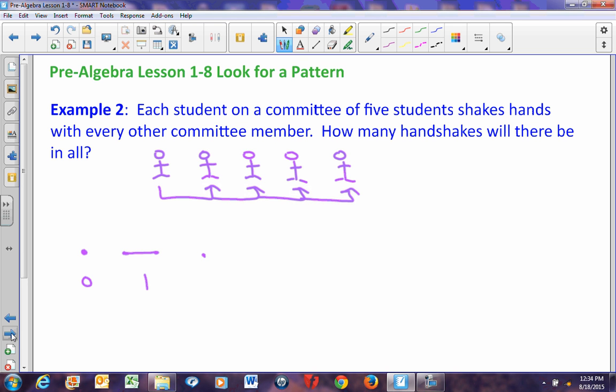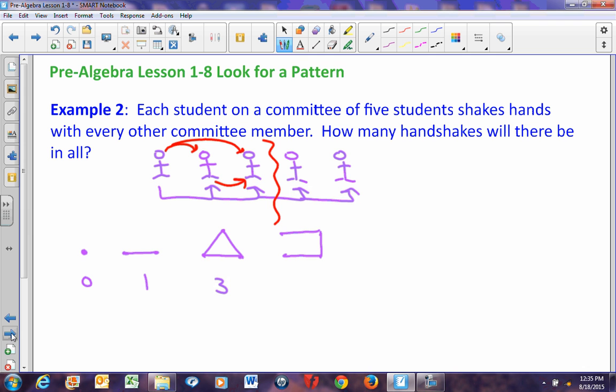If there are 3 students, let's think of it this way. These 3 people: he's going to shake with him, and then this guy here is going to shake with him. So there's going to be 3 handshakes, because they don't need to shake hands with student number 1, since they already shook hands with student number 1. So he's going to shake with him, he's going to shake with him, and he's going to shake with him. So there's 3 handshakes.